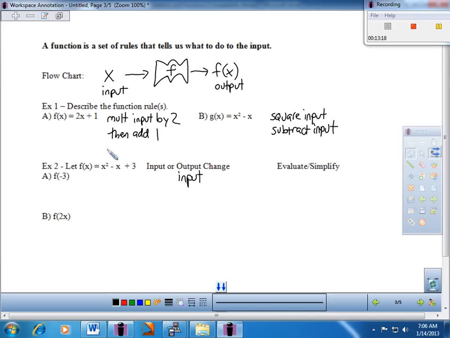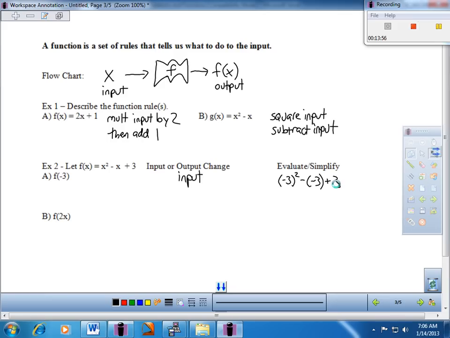This is what is called a quadratic function. We'll do some work, of course, with quadratics this semester. And I'm hoping you would agree that this basically says, in terms of what to do to the input to get to the output, I would square the input, then subtract the input, and then add 3. Okay, so -3 is my input, so I'm going to square the input, subtract the input, and then add 3. So once I know it's an input change, that's pretty much exactly what I do with it.